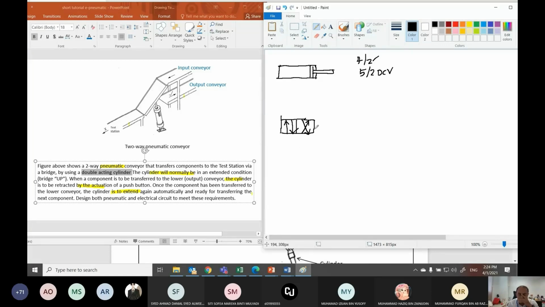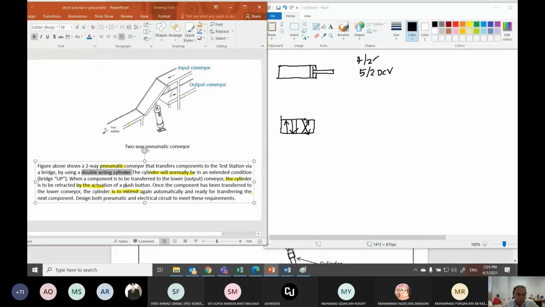But now kita tak tahu lagi nak pakai actuator apa kan, solenoid ke push button ke, itu bergantung pada soalan lah. Okay, so dia cakap the cylinder must be retracted by actuation of push button. So in this case ada dua solution. Dekat sini dia bagi tahu push button, tapi dia tak bagi tahu yang push button ni sama ada push button dekat dalam electric circuit ataupun push button dekat DCV.